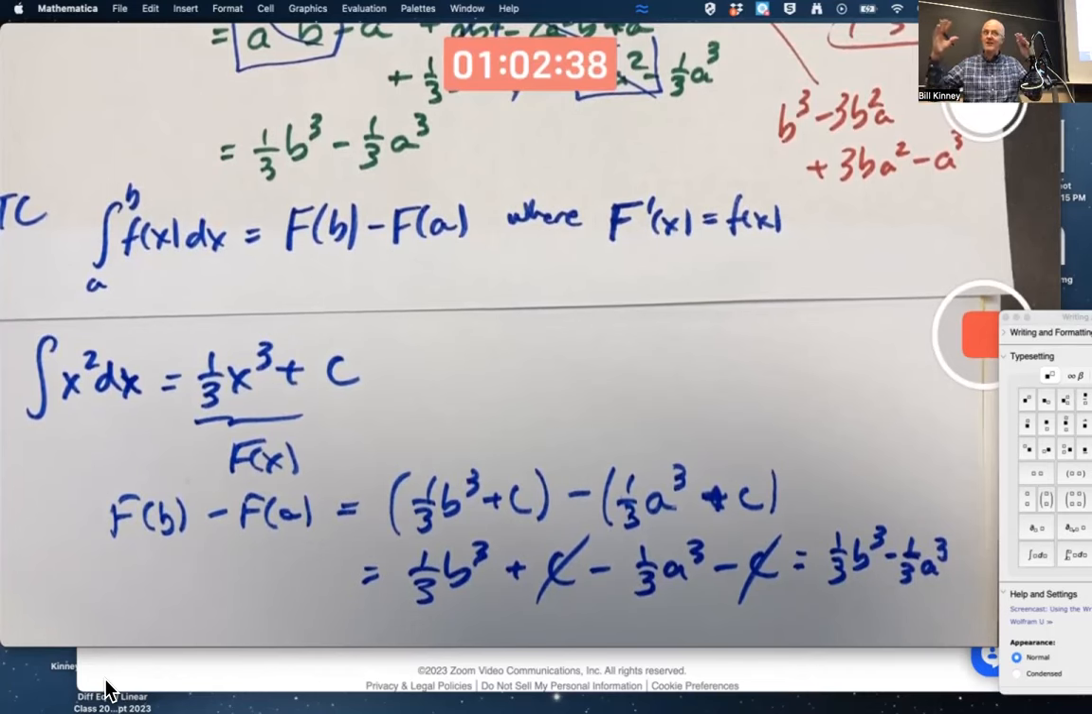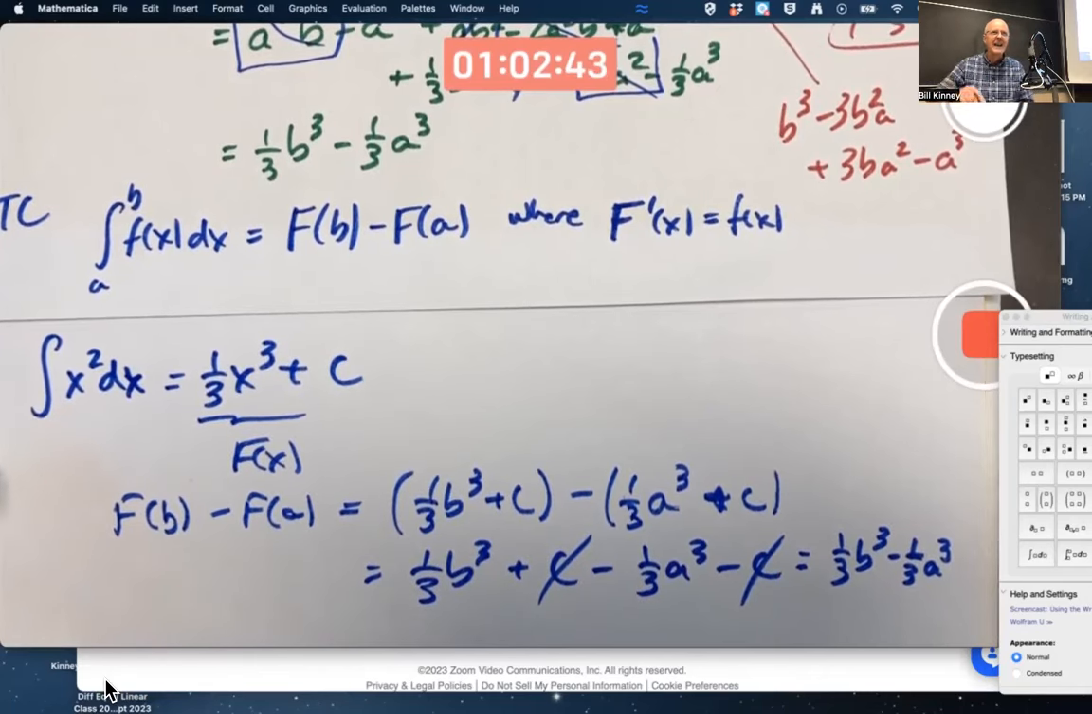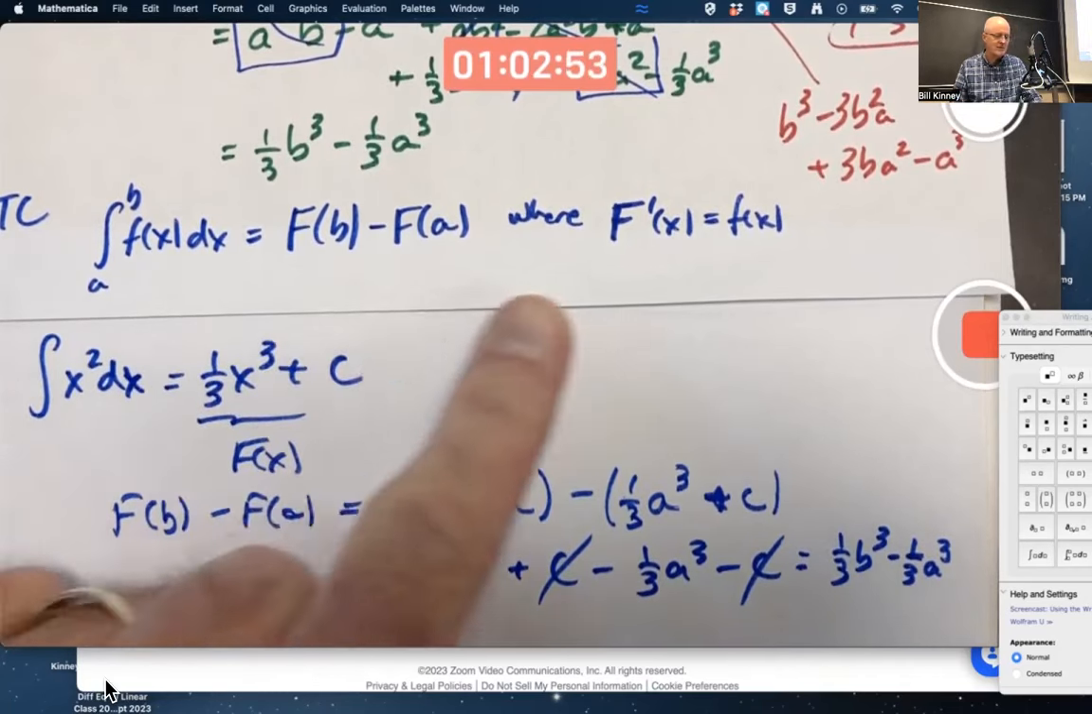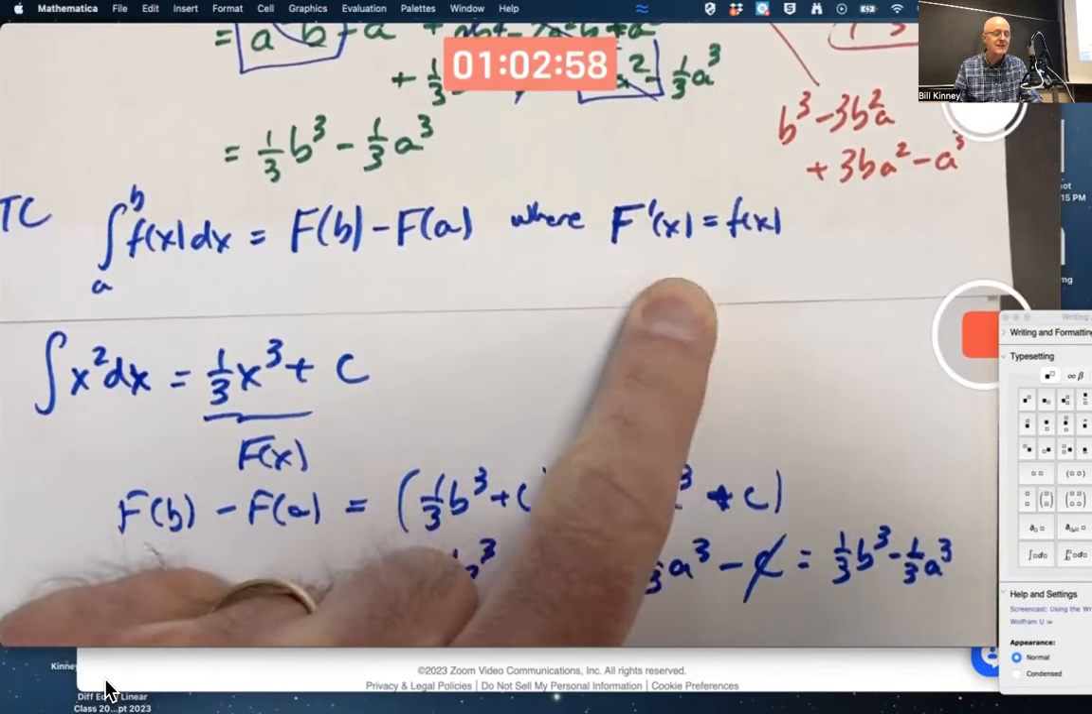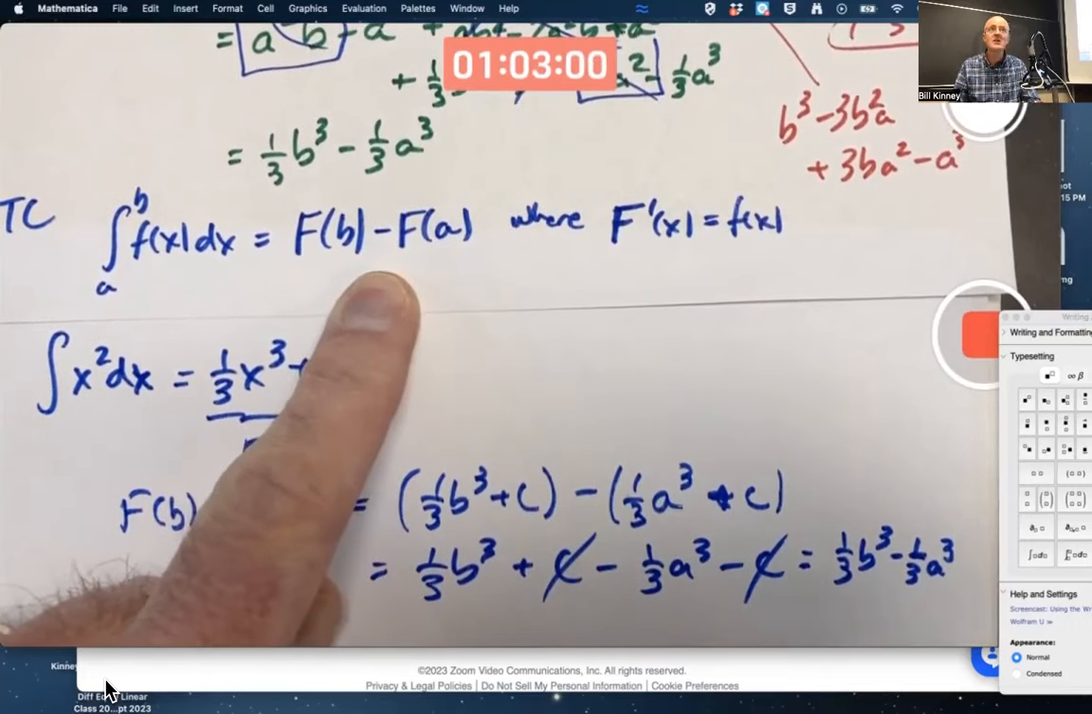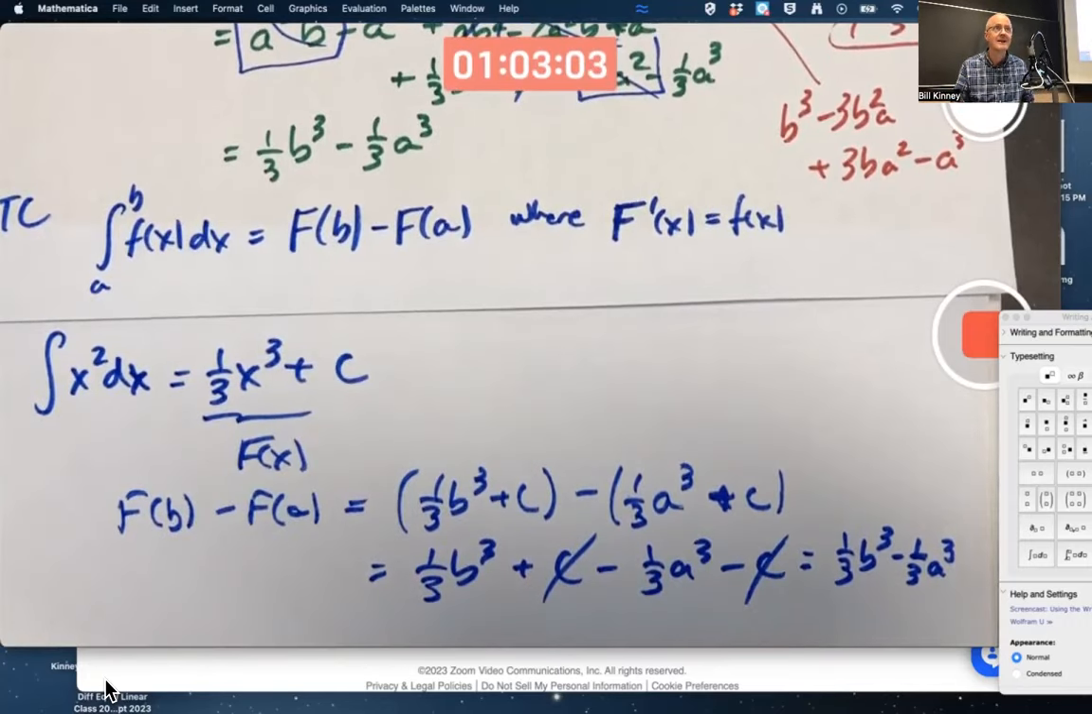That's the astonishing discovery. We can find areas by inverting the slope finding process, finding antiderivatives instead of derivatives. Use a function capital F whose derivative is little f, the integrand function. Use an antiderivative and just do a difference. No limits necessary. Astonishing. This should seem like magic. It still seems like magic to me, but this works. It's astonishing.